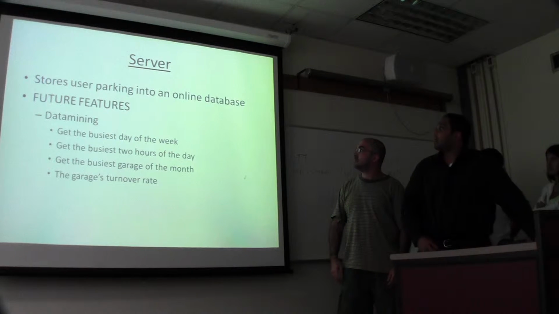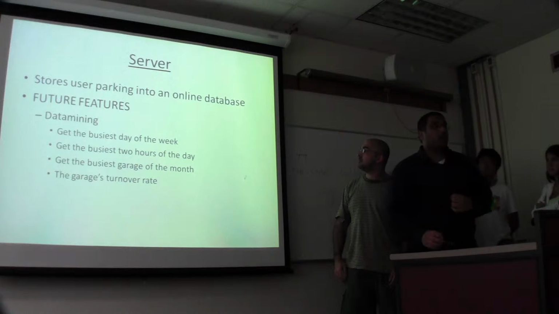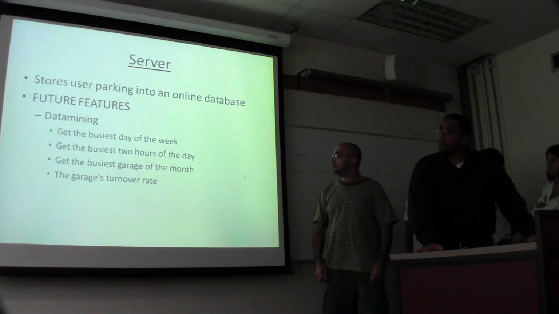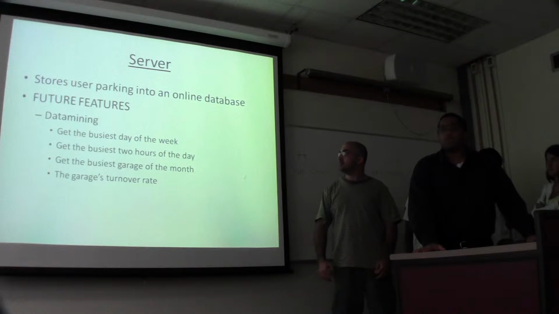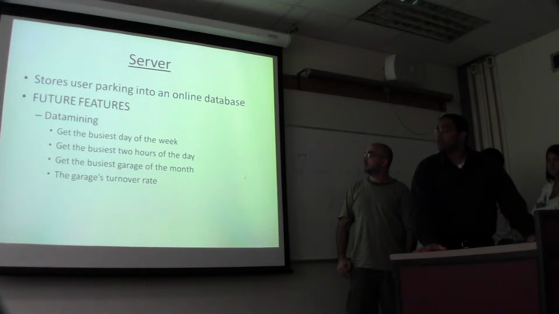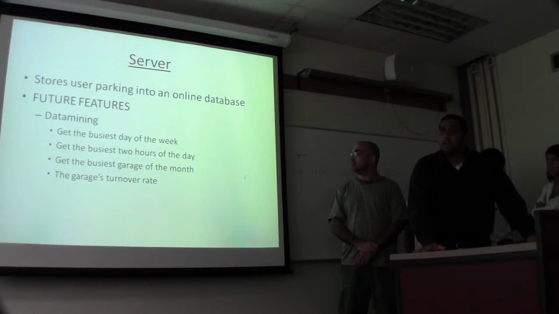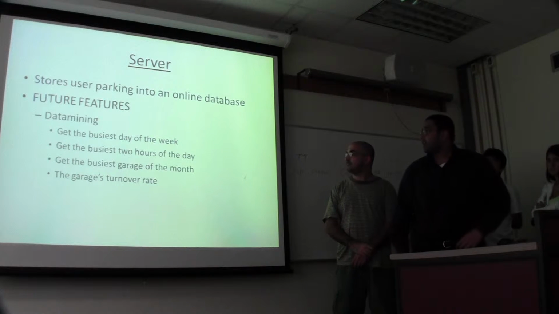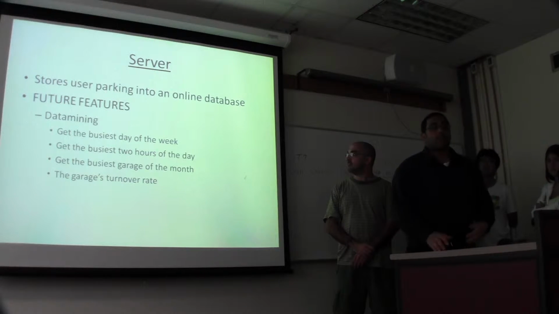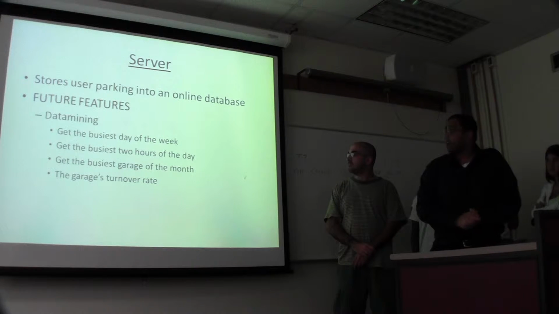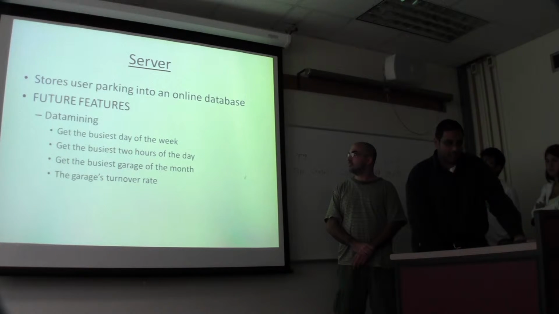The server itself, right now it stores which person parked in the garage at what time. We did have all the queries done, we just ran out of time. Many of the features we couldn't implement. Ones we could do are busiest day of the week, busiest two hours of the day, busiest garage of the month, and the garage turnover rates to see how many people are just going in there, parking the car, and leaving it for the longest time. This stuff could be easily done, we just didn't get time to do it.